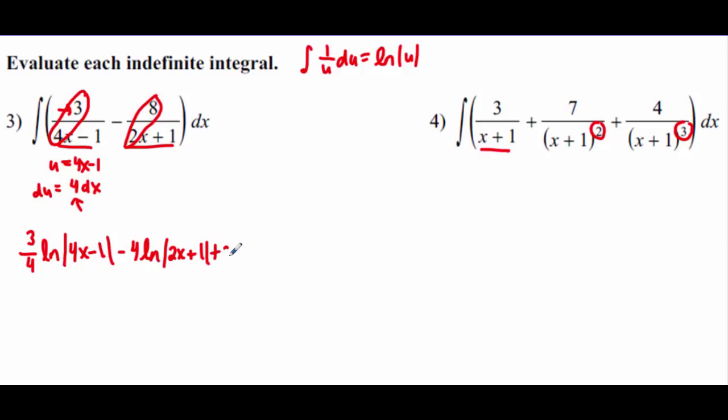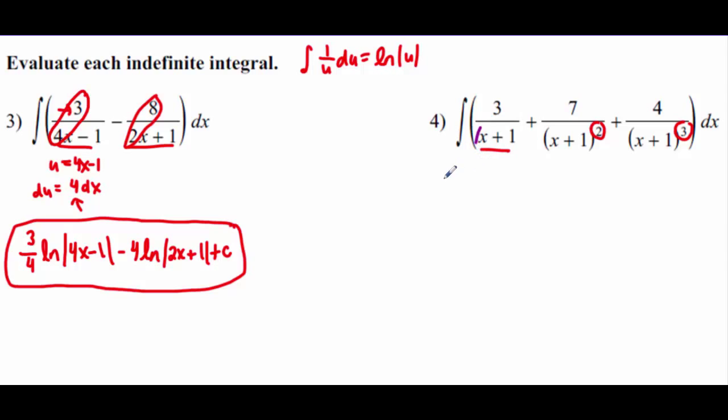And then we put plus c because this is an indefinite integral, and we always put plus c at the end of indefinite integrals. On this next one, same kind of thing is happening on the first one. This would be like 3 over 1, and so we'll have 3 natural log of x plus 1. But these other two are not natural logs because we have powers that aren't 1. This would be like a x plus 1 to the first power, which is a natural log.